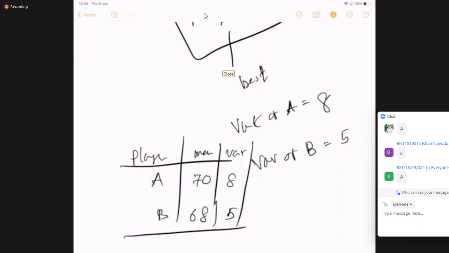Let me clear that doubt. Now we need to find the best player. Some of you are saying player A is good. He's better than player B because his mean value is greater than 68. By looking at the table, you can just conclude player A is better than player B because his mean value is greater than the mean value of player B. Therefore, we can conclude that player A is best. Okay.